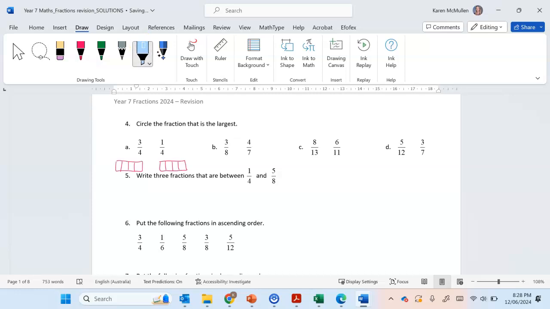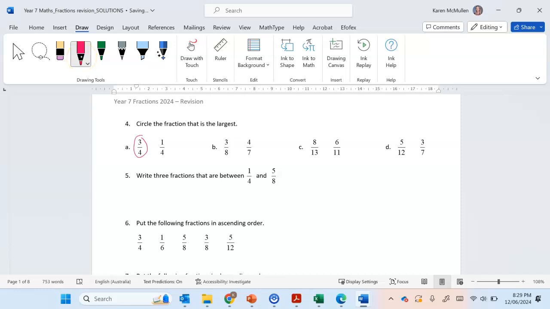So 3/4, we've got 1, 2, 3. So that's 3/4, and this is 1/4. So you can clearly see that 3/4 is larger than 1/4. All right, so just make sure that when the denominators are the same, the larger fraction depends on what the numerator is. So this one, it's 3, so it is going to be 3/4 is your largest fraction.